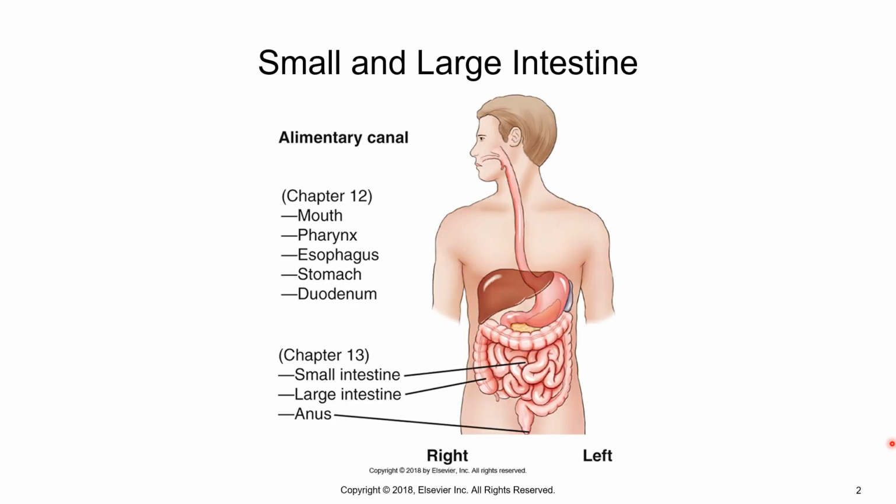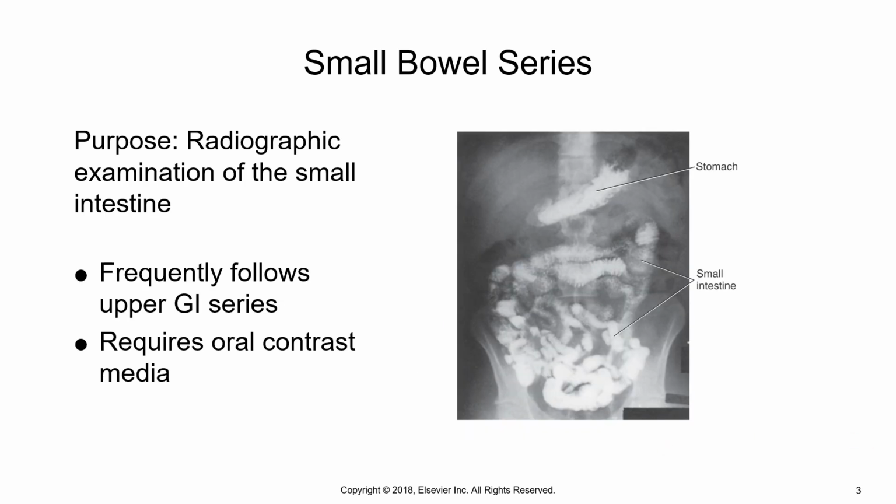This is figure 13.1. And literally, chapter 12 was all about from the mouth through the duodenum. And then chapter 13 includes the entire small intestine and large intestine. This particular chapter is about the small bowel series and all the small bowel imaging that can take place.